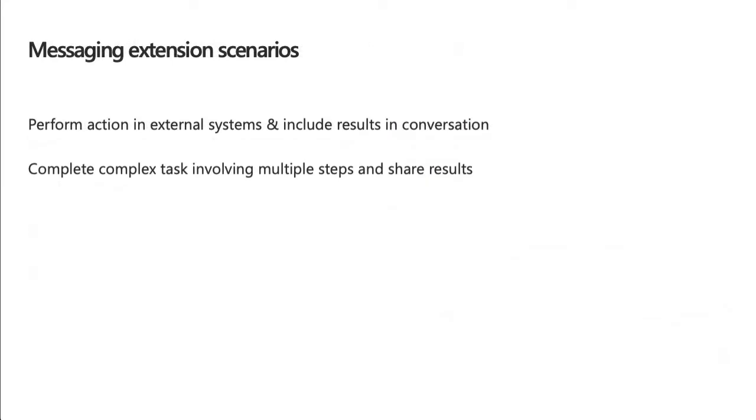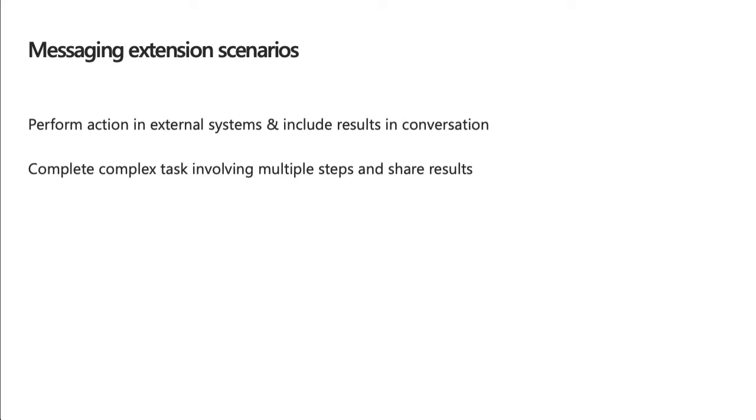So what kind of scenarios do messaging extensions enable? One example is that the user needs to perform an action in an external system and have the results added to the conversation. For instance, when two employees are chatting about a customer issue, it can be helpful if the customer's history or issue details are added to the conversation timeline from data in an external bug tracking or CRM system.